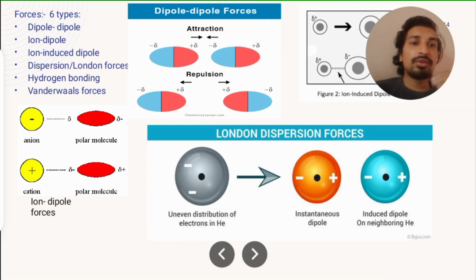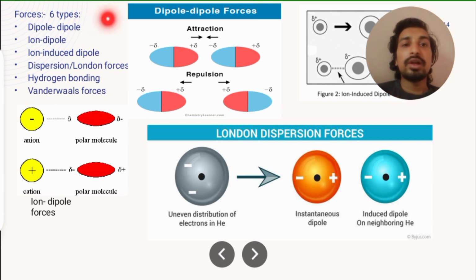Then you have different types of forces. Okay, so the different types of forces are dipole-dipole, ion-induced dipole, dispersion or London forces, hydrogen bonding, van der Waals forces. So dipole means what?